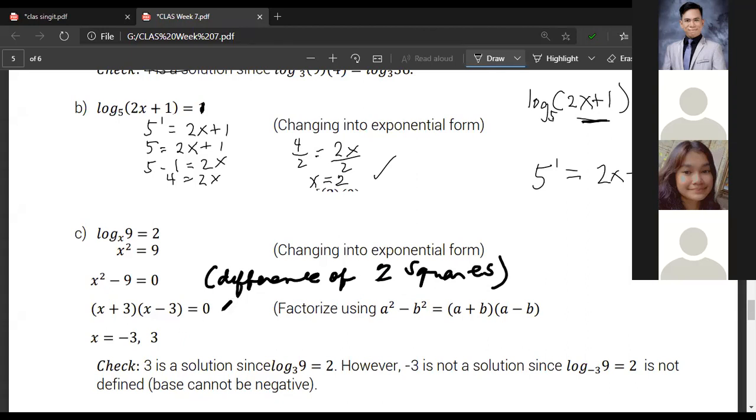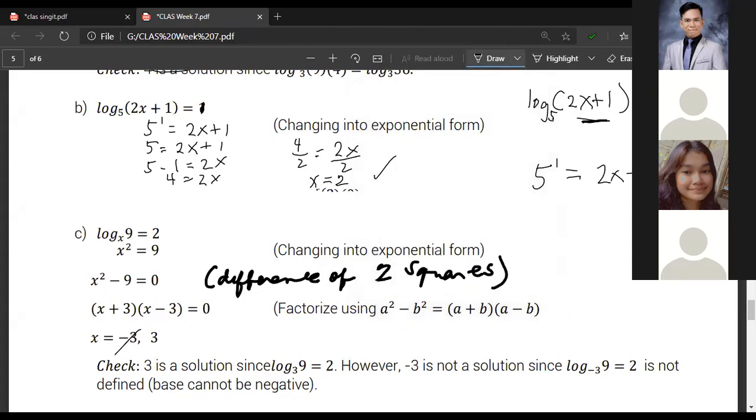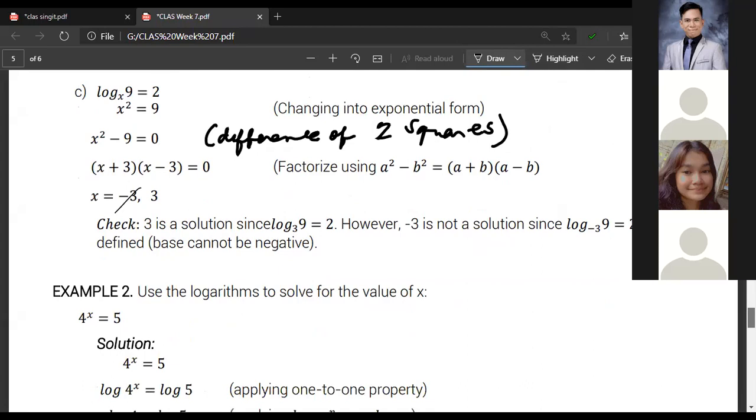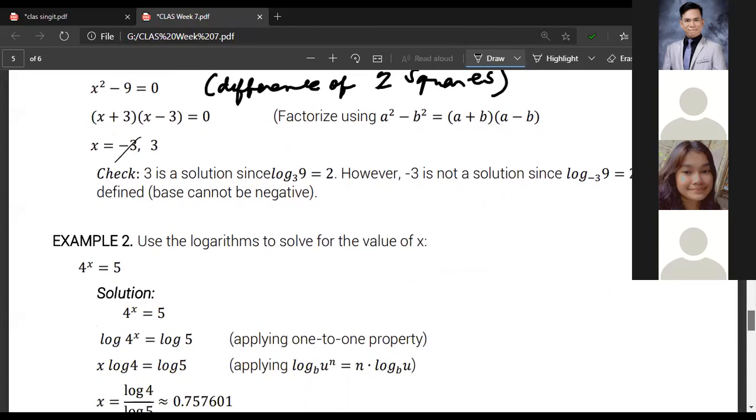Ngayon class, hindi tayo pwede magkaroon ng negative na number. Ang x natin ay bawal negative. So ang kukunin lang natin is yung 3, yung positive lang. Okay? Bakit sir bawal yung base negative? Kasi nga bawal. Bawal mag-negative ang base. Maliwanag? Basta pag base, bawal negative.